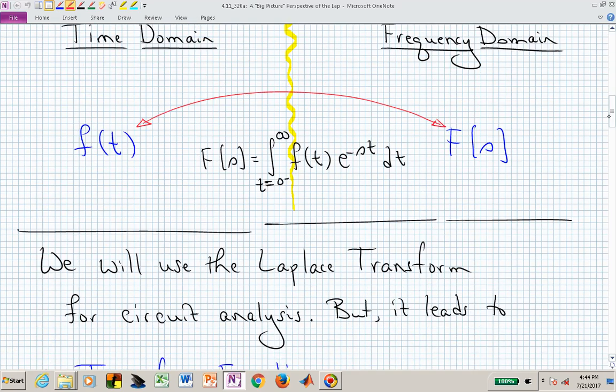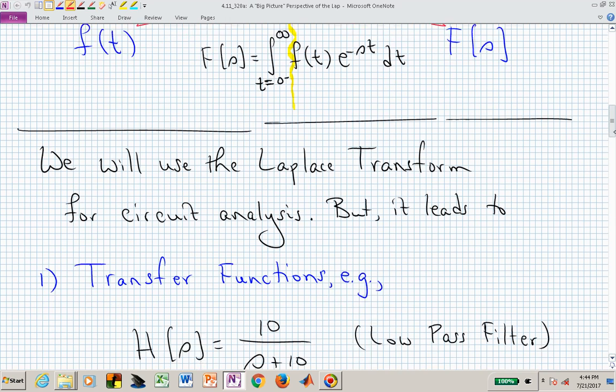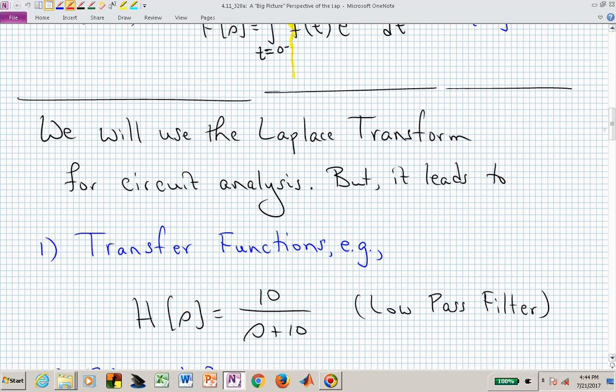In this class, we're going to concentrate on circuit analysis using the Laplace transform, but as we end this short video, I'll indicate that you can actually apply the Laplace transform in many other areas beyond circuit analysis. For our purposes, we will focus on transfer functions.